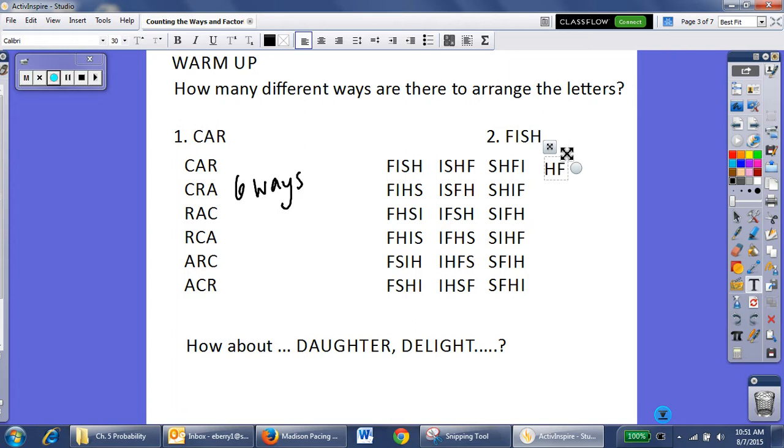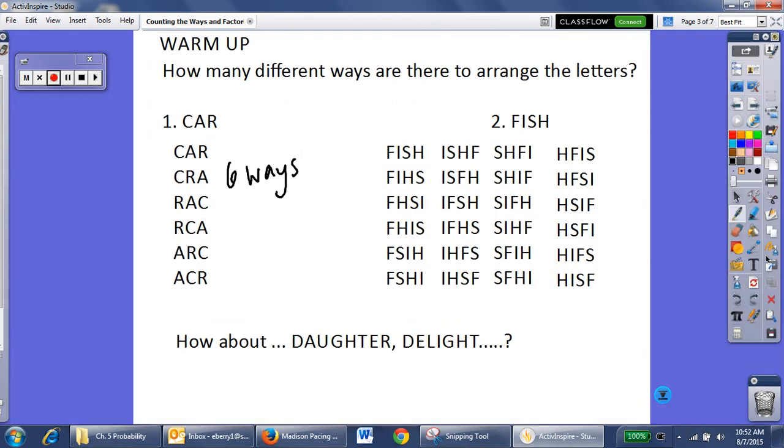So I can do H, F, I, S, H, F, S, I, and then keeping the H, I can do H, S, I, F, and then H, S, F, I, H, I, F, S, and H-I-S-F. Okay, so counting up all of these ways, I have 6, 6, 6, and 6, so it looks like there are 24 ways to arrange the letters in fish that are all different ways. None of these in here repeat.